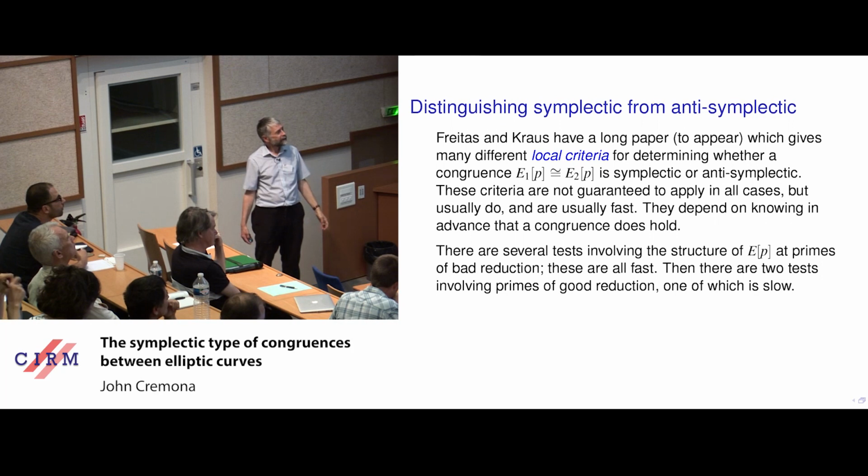So yes, okay, there are lots of these tests. Some involve primes of bad reduction, some involve primes of good reduction, some of them are fast, so you try those first, some of them are slower. Nuno has an implementation of all of this in Magma.